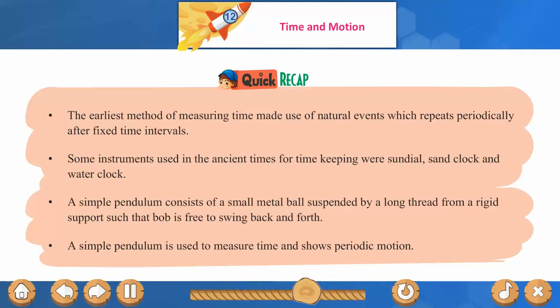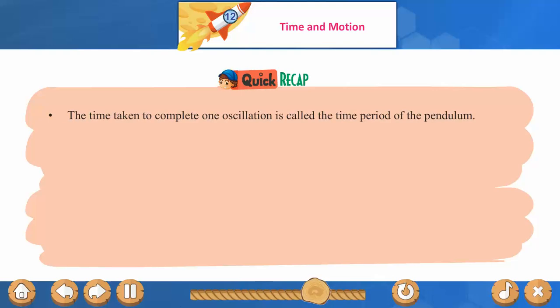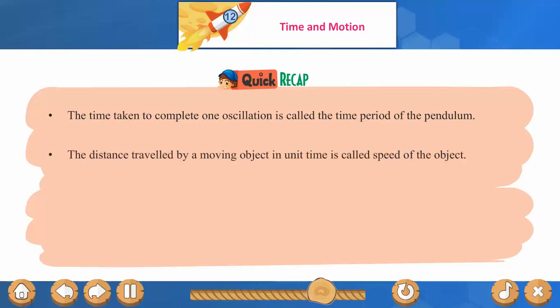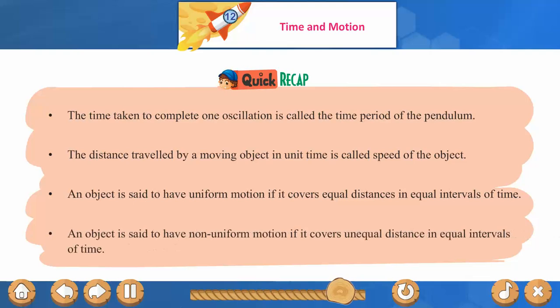A simple pendulum is used to measure time and shows periodic motion. The time taken to complete one oscillation is called the time period of the pendulum. The distance travelled by a moving object in unit time is called the speed of the object. An object is said to have uniform motion if it covers equal distances in equal intervals of time. An object is said to have non-uniform motion if it covers unequal distances in equal intervals of time.